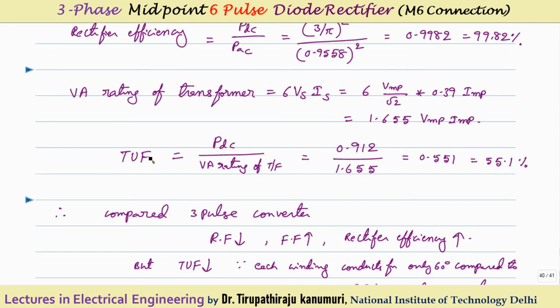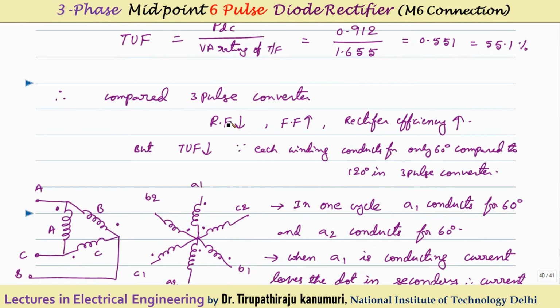So from this I can calculate the transformer utilization factor. It is actually designed to supply the DC component only, but it is supplying more than this DC component, and that gives the transformer utilization factor. This will be PDC divided by the volt ampere rating of the transformer. If you substitute, you get 55.1%.